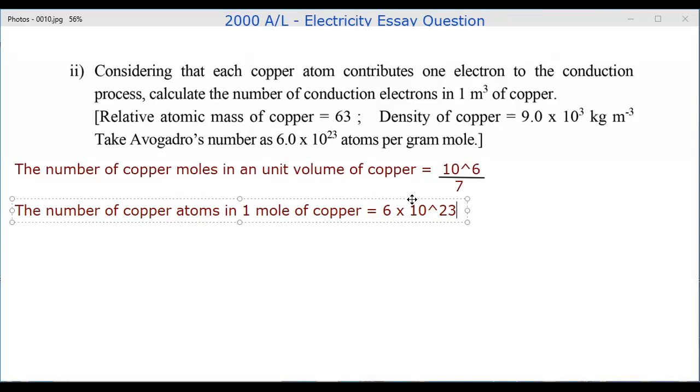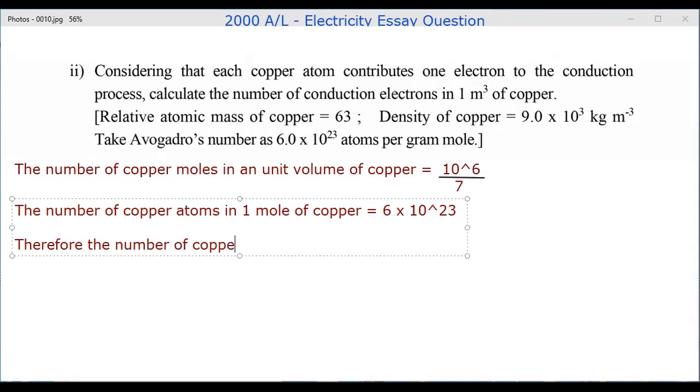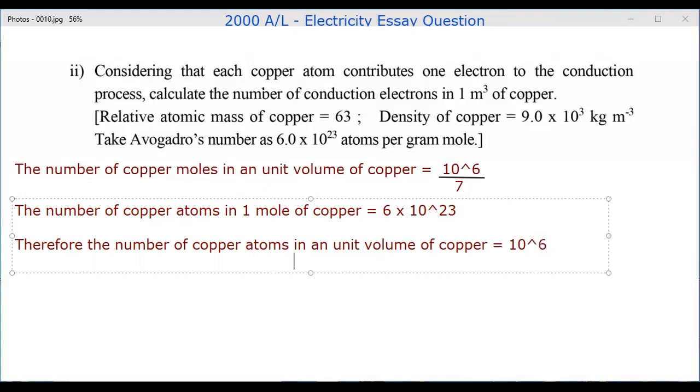The number of copper atoms in one mole of copper is the Avogadro number. They have given the Avogadro number as 6×10^23. Therefore, look at the board. The number of copper atoms in a unit volume of copper. What's the answer? In a unit volume of copper, there are 10^6 divided by 7 moles of copper.